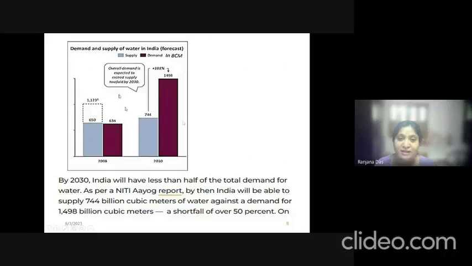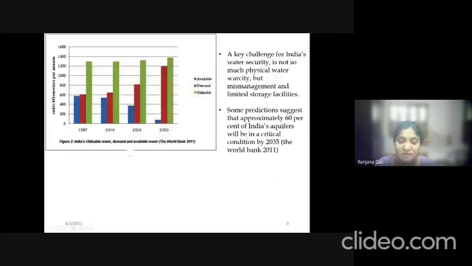They are telling us that as per this report, on demand and water supply, it is observed that by 2030 about 744 billion cubic meters of water can be supplied, whereas the demand will be about 1,498 billion cubic meters. So the shortfall is about 50%. That is obviously a very alarming situation.